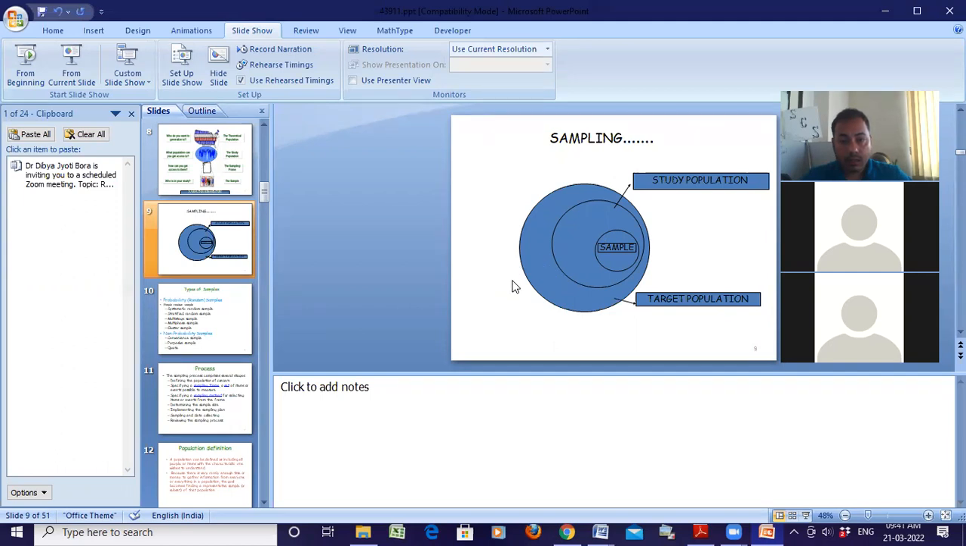The target population is the complete data set that we take. Then from those we select only a few on which we do our study. Then from that also we take samples to represent those. So the sample is the smallest entity.